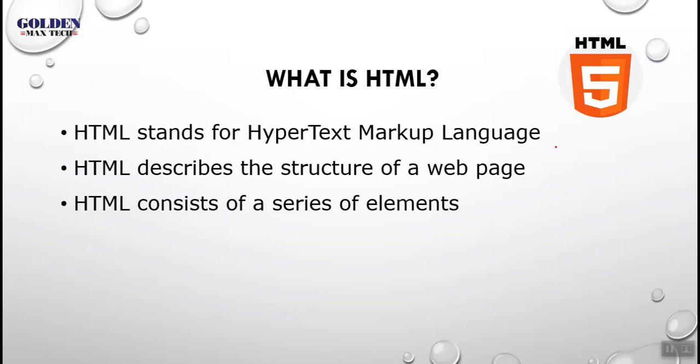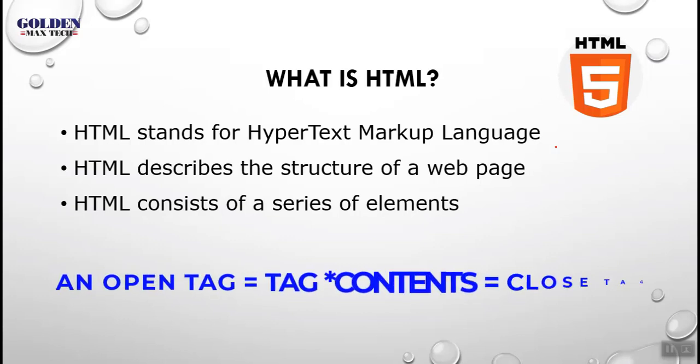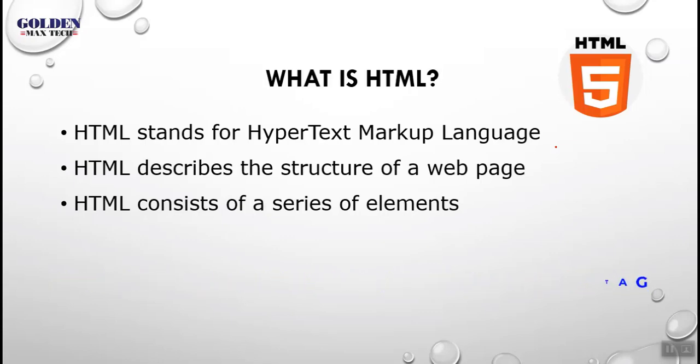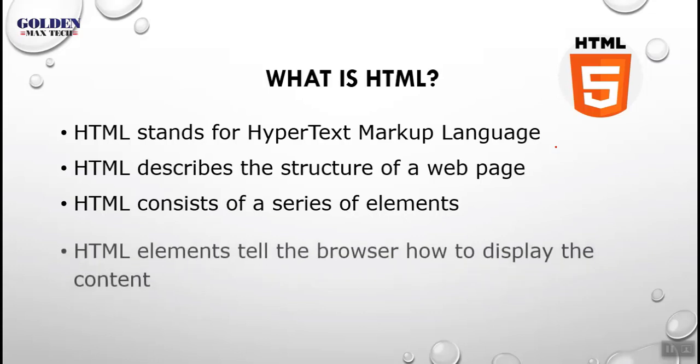An HTML element can simply be described as an open tag, tag content, and a closing tag. So these three things come together to make what we call an HTML element. And on a web document or on a web page, you have many of these elements come together to form what we have as a web page or a web document.